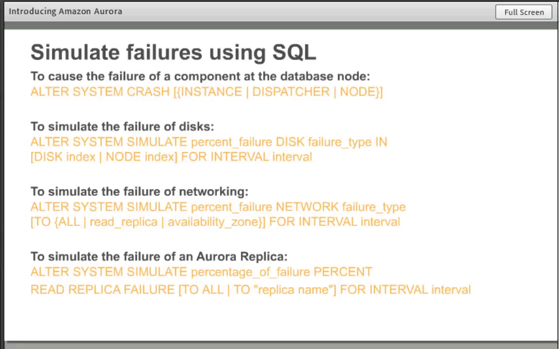With a simple SQL command, you can create a crash failure on a database node, simulate disk failure or networking failure. You could take down a read replica or degrade the performance of the read replica and so on. So this lets you test our claim. I encourage you to try it. Just go beat on Aurora a little bit and see how it performs. This also helps you build highly available applications around Aurora, because you can test how your entire application will behave in the presence of a failure on the Aurora side.